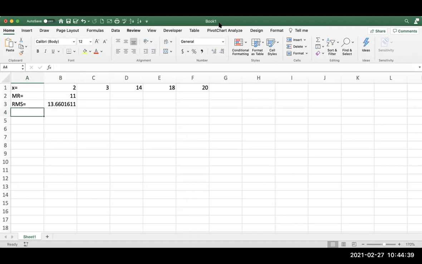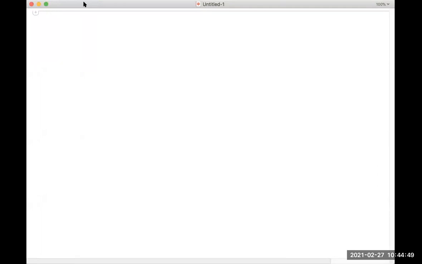Okay, so let's do Mathematica. Mathematica obviously is a mathematical program. It does everything exactly. It also has a lot of data that's curated from every database in the world, basically. So it has a lot of data you can look at. Let's call my data X: 2, 3, 14, 18, 20. Let me not echo that, so I'll put a semicolon so I don't echo. Okay, so 2, 3, 14, 18, and 20, I'll call that X.